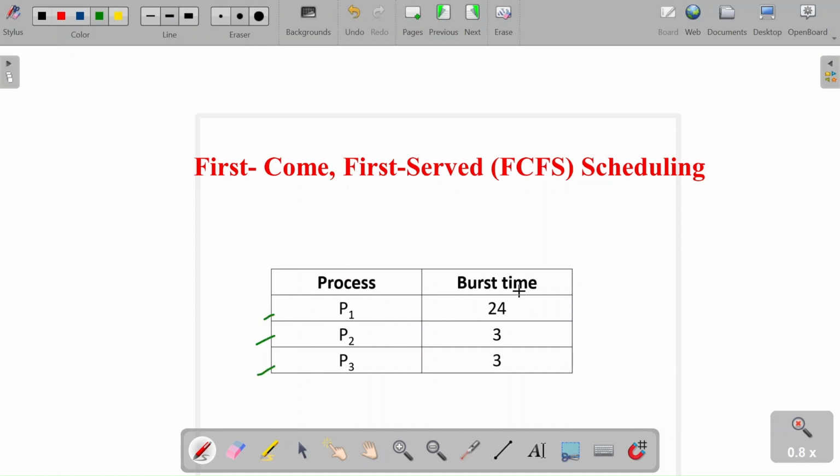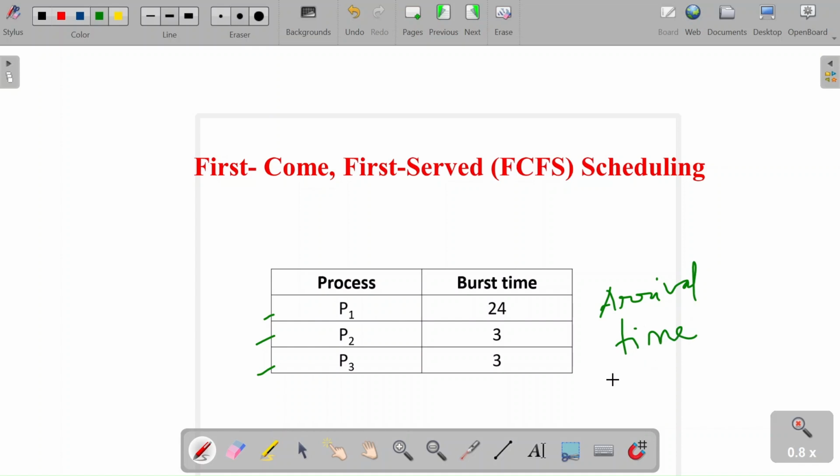The other thing they have given is the burst time. P1 needs 24 milliseconds, P2 needs 3 milliseconds, and P3 needs 3 milliseconds. These are common units. And one more thing we are missing here is the arrival time. We expect to have an arrival time, right? But here the arrival time is missing.